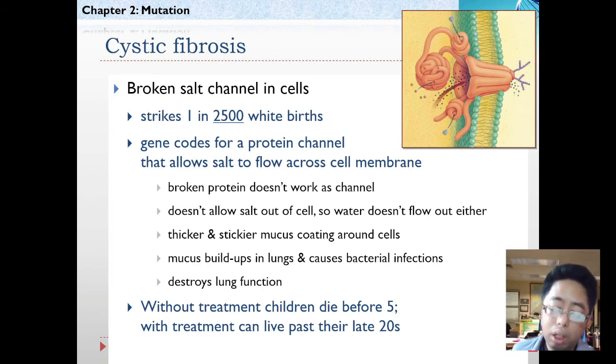Okay, so without treatment, children will die before the age of 5. With treatment, maybe they can live past the age of late 20s.